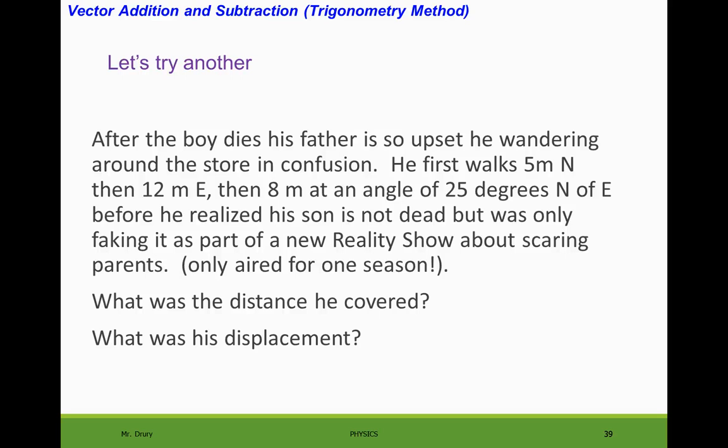After the boy died, his father was so upset he wandered around the store in confusion. He walked 5 meters north, then 12 meters east, then 8 meters at an angle of 25 degrees north of east, before he realized his son was not dead, but only faking it as part of a new reality show about scaring parents. Obviously, it only aired for 1 season because, well, it was so horrendous. Once again, we want to know what the distance covered is and what was his displacement. Okay?